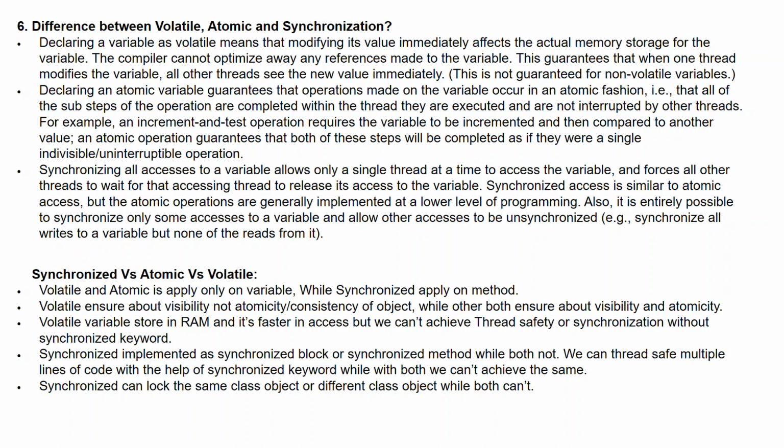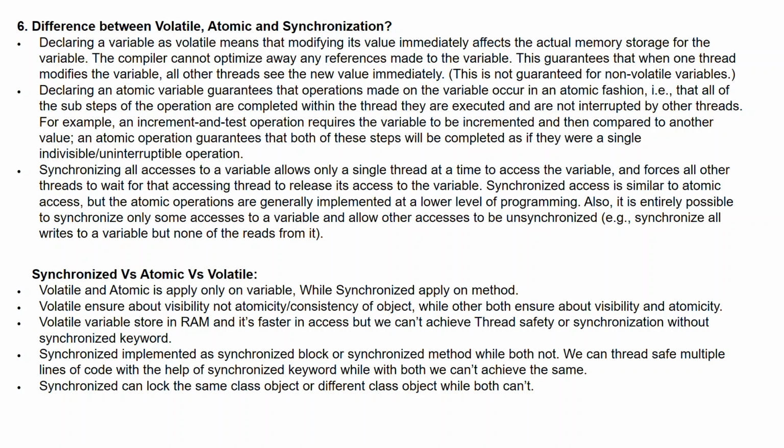Declaring a variable as volatile means that modifying its value immediately affects the actual memory storage for the variable. The compiler cannot optimize away any references made to the variable. This guarantees that when one thread modifies the variable, all other threads see the new value immediately. This is not guaranteed for non-volatile variables.